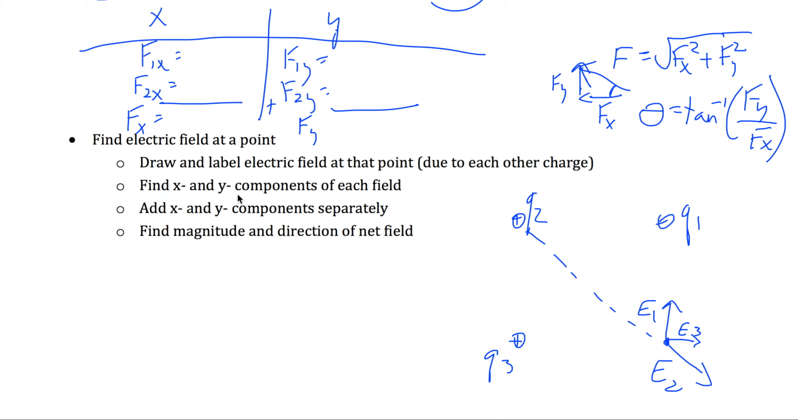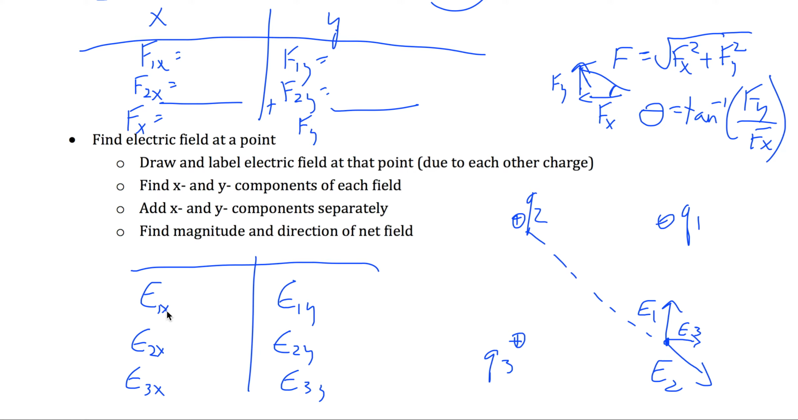You're going to find the x and y components of each field. So instead of writing F1x, you would write E1x, E2x, etc., E3x. And then you would do the same thing for the y direction, E1y, E2y, E3y. And you need to find all of those components using sines and cosines, and then add them up just like you did here, and then use the Pythagorean theorem to find the net field at that point.